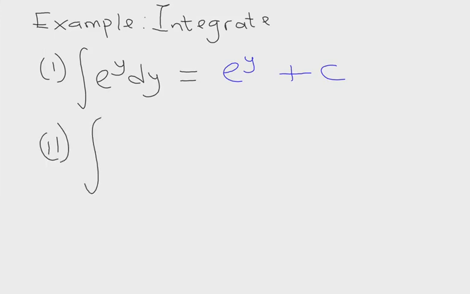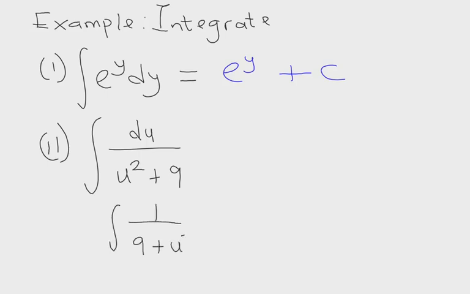Alright, so the second one, the integral of du over u squared plus 9. This is the same thing as writing the integral of 1 over 9 plus u squared, du. Okay? And then the answer here is not going to be, imagine I write it out.